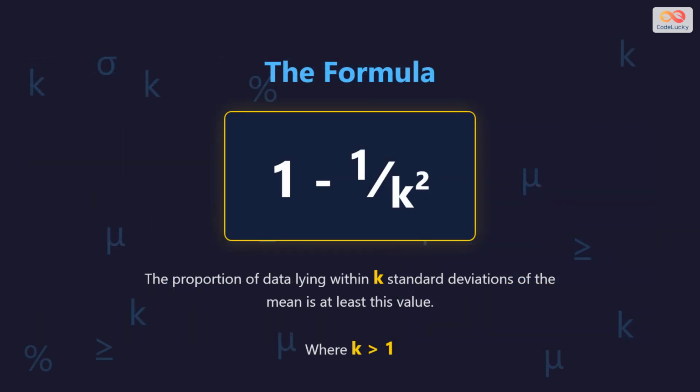Here is the magic formula, 1 minus 1 divided by k squared. In this equation, k represents the number of standard deviations from the mean. The result of this calculation gives us the minimum probability or percentage of data that lies within that range. It is important to note that k must be a number greater than 1 for this to make sense.